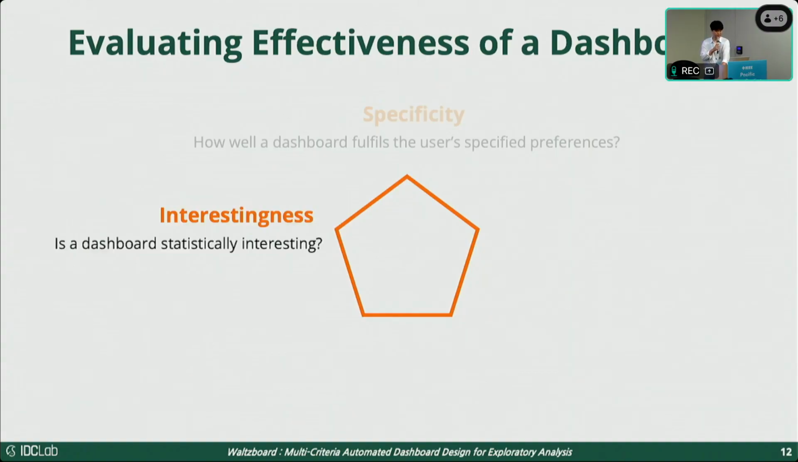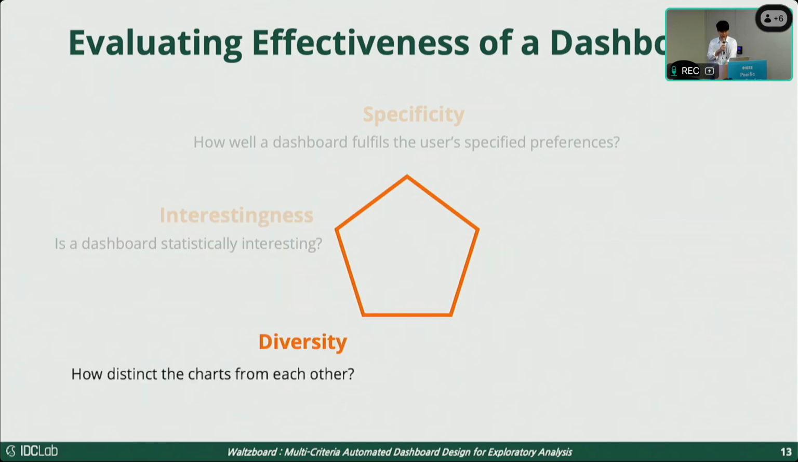The second dimension is interestingness. The core question here is, is a dashboard statistically interesting? Inspired by previous systems, this measure looks for statistically significant patterns within the data visualized in the chart, such as high correlation, skewness, or presence of outliers. A dashboard revealing such patterns is considered more interesting.